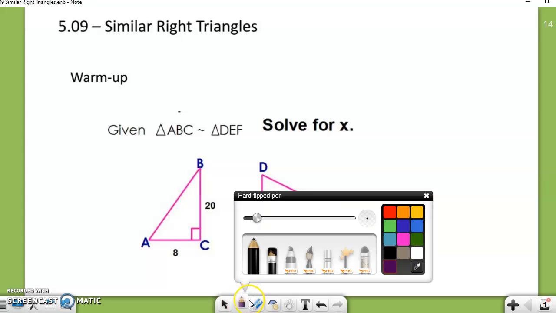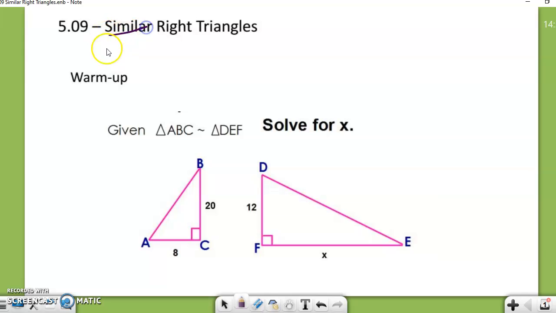All right, guys, welcome to lesson 5.09. We're going to be working with similar right triangles. Remember, similar figures have corresponding angles that are congruent and corresponding sides that are proportional. And we also always need to pay attention to our mapping because it tells us that angle A corresponds to angle D, B corresponds to angle E, and C corresponds to angle F.